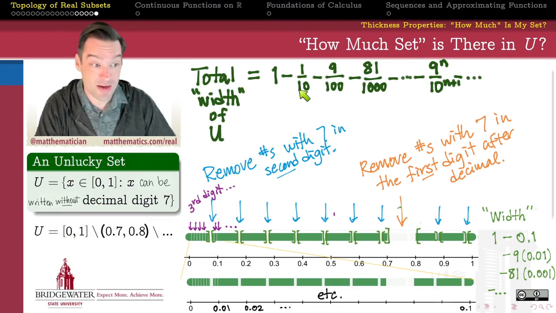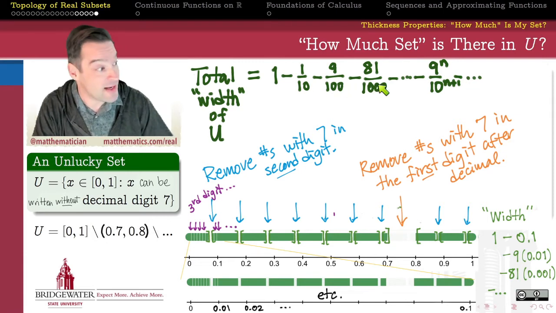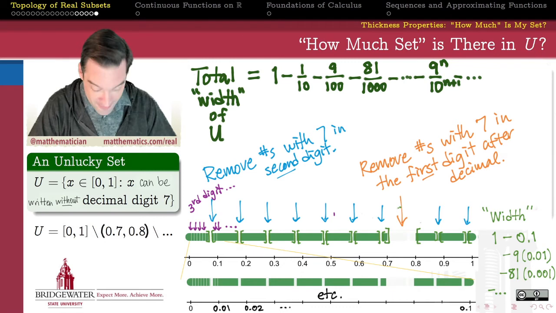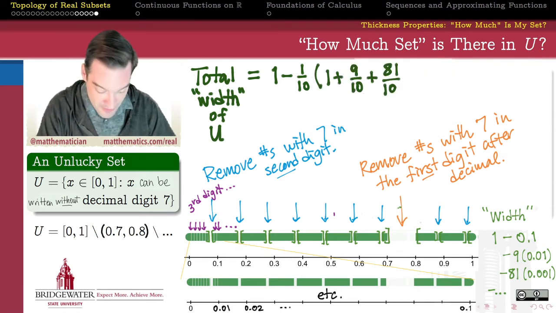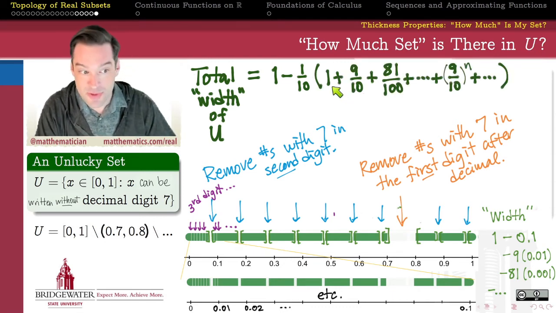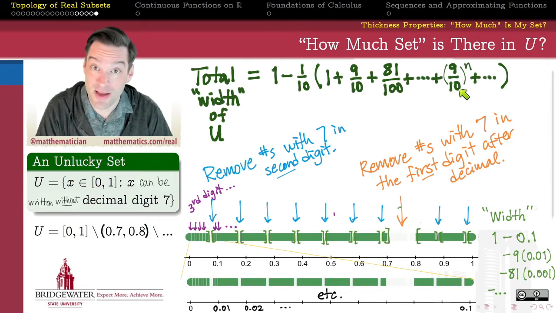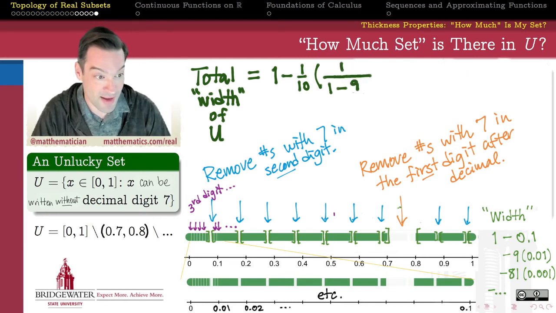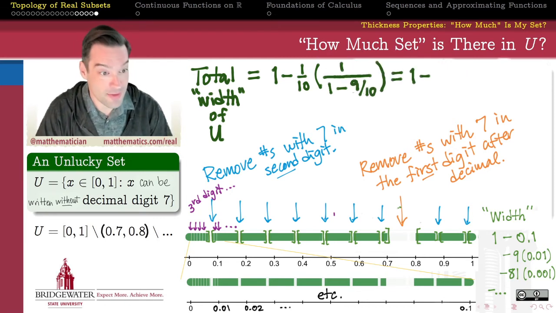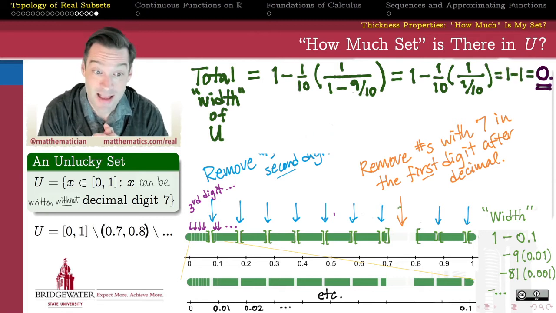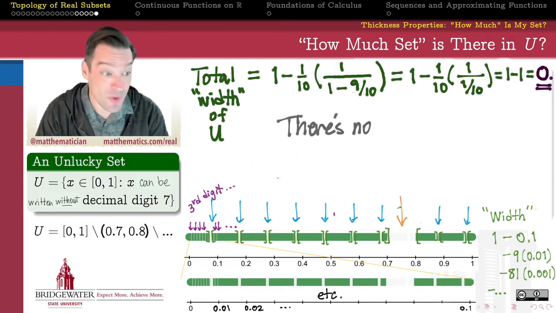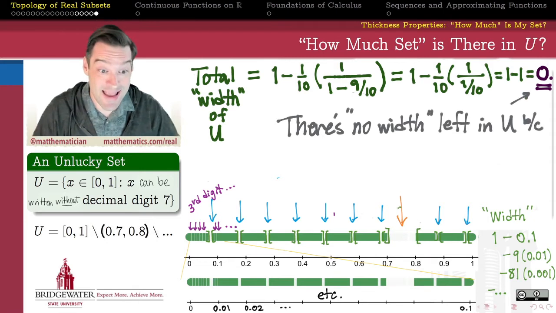So the total amount that I've taken away is actually this geometric series. Right? 1 minus 1/10 minus 9 over 100 minus 81 over 1000, and so on. If I factor a 1/10 out of these terms, I get a much friendlier geometric series, 1 plus 9/10 plus 81 over 100 plus and so on. It's a geometric series with a first term of 1 and a common ratio of 9/10. And so the sum of this geometric series is 1 over 1 minus 9/10, which is 1 over 1/10, which is 10. And so the total width that I've taken away is actually equal to 1. And so the total width of my unlucky set is actually 0.